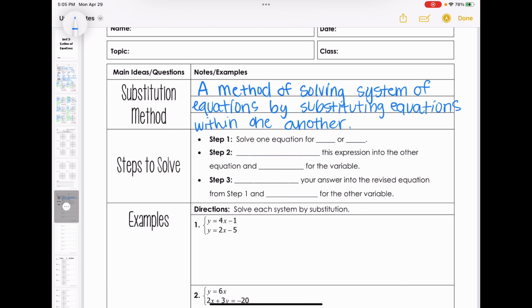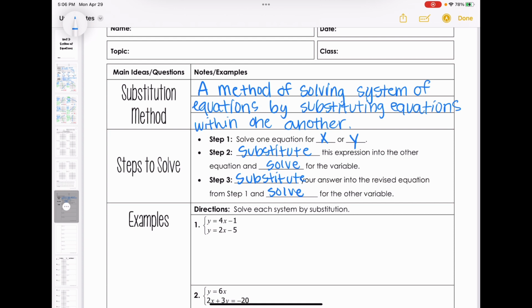All right, so next are the steps. So the first step, you want to solve one equation for x or for y. Then you want to substitute this expression into the other equation and solve for the variable. Whatever variable is left, that's the one that you're going to solve for. And then you're going to substitute your answer into the revised equation from step 1 and solve for the other variable.